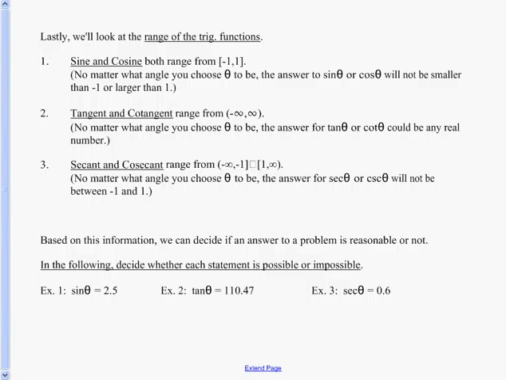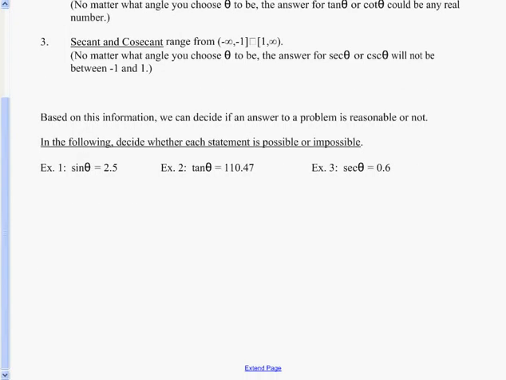Tangent and cotangent range from -infinity to +infinity, so no matter what angle I use, I could get any real number for a solution and it would make sense. It would be reasonable. And then lastly, secant and cosecant range from -infinity to -1 and 1 to +infinity, and so I'm not going to get those fractional answers that are varying between -1 and 1, no matter what angle I choose. Based on this information, we can decide if answers are reasonable or not.